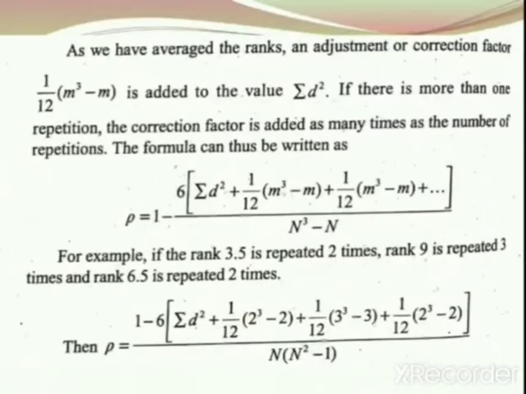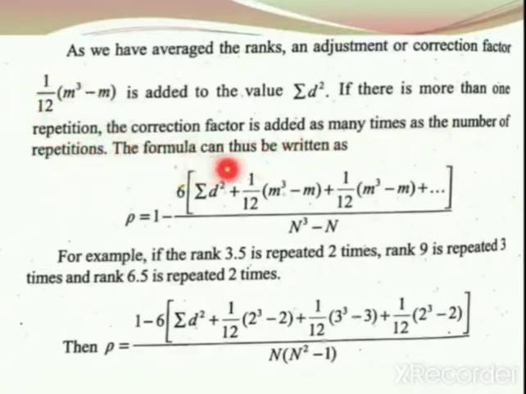As we average the ranks, an adjustment or correction factor is added, which is 1 by 12 of m cube minus m. Here m is the number of times a rank is repeated. To the summation d square, you have to add this correction factor, 1 by 12 of m cube minus m. If there is more than one repetition, you have to add the correction factor again. The correction factor is added as many times as the number of repetitions.